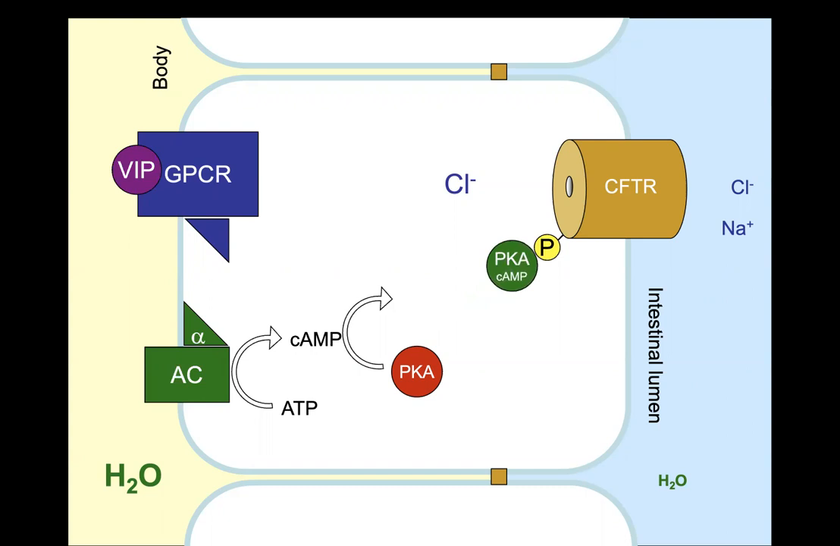Now, what PKA will typically do is activate a specific chloride transporter called the cystic fibrosis transmembrane conductance regulator. You can just call it CFTR. The reason it has that name is that this particular ion transporter is where a single mutation occurs that promotes cystic fibrosis.